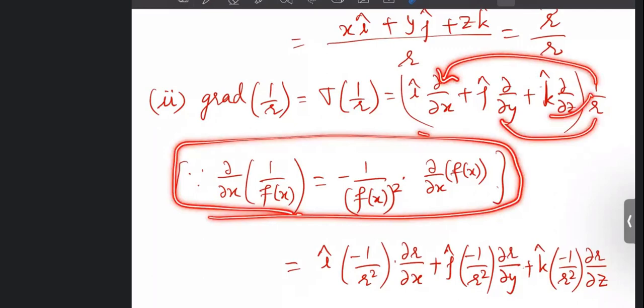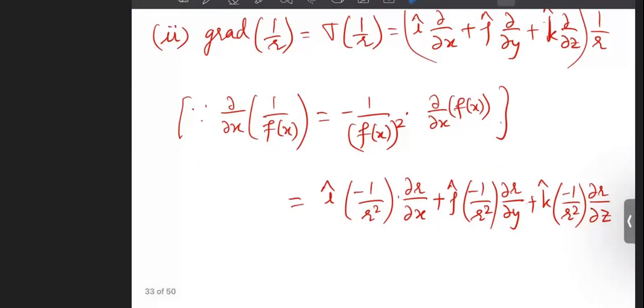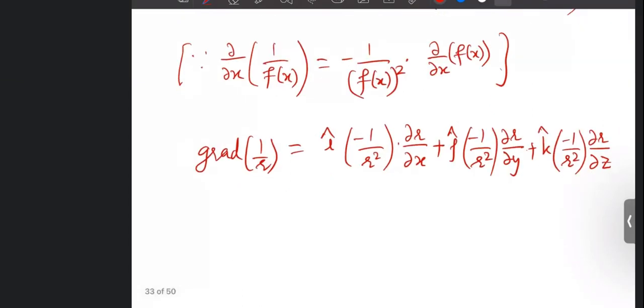First, the derivative of 1 by r is minus 1 by r square, then the derivative of r with respect to x, with respect to y, and with respect to z. That means the gradient of 1 by r. We have already determined the partial derivatives of r with respect to x, y and z. Substitute their values and consider the LCM.